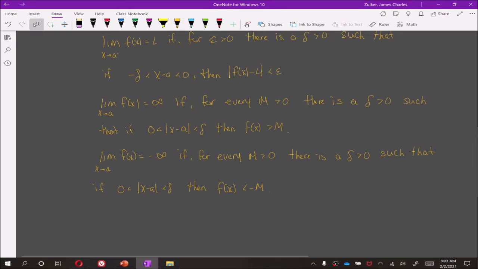And the same idea, no matter how large of an m we are given, we can always find a delta such that whenever x is within delta units of a, f of x will be less than negative m.